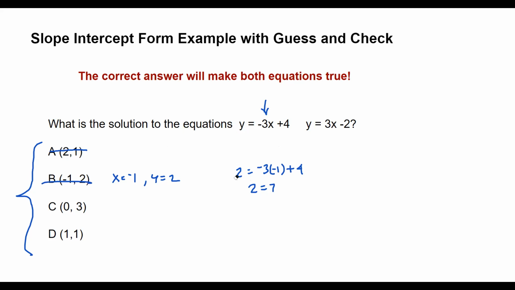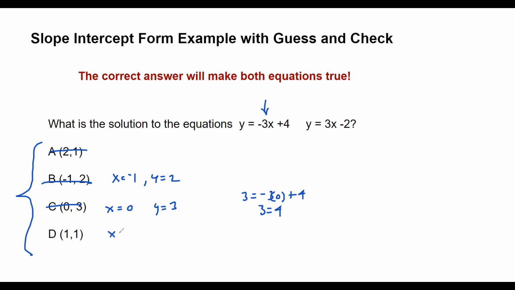I'm going to erase that so that that's not distracting us. We are down to C. X equals 0, y equals 3, and we substitute that in. 3 is equal to -3 times 0 plus 4. Sorry, that's a little sloppy. That leaves us with 3 equals 4. That's not true. We are down to D.